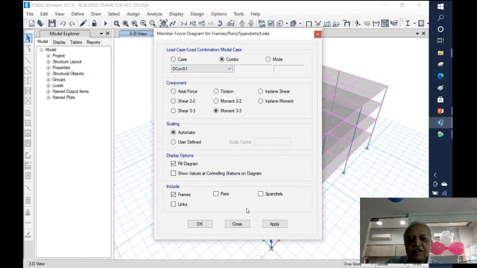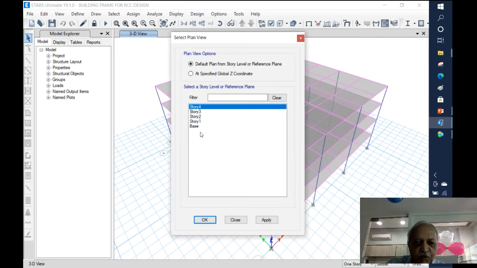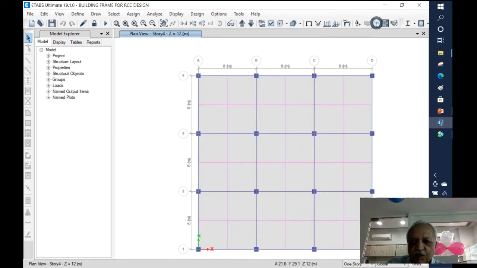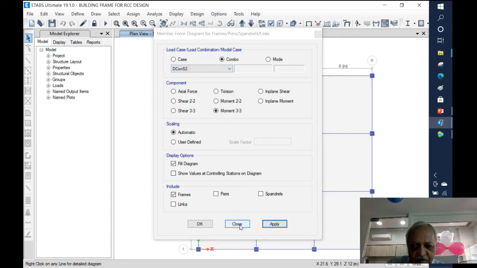I will consider now the moments which are developed in the given structure. I will say that I consider only one of the floors, for example. So I am considering only one floor, and now I want to see what forces are developed in it. I will now consider a combination which is dead plus live load, and the moments developed in the given structure.